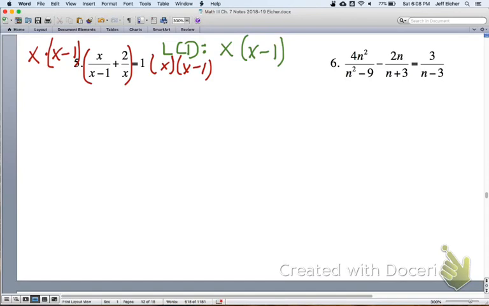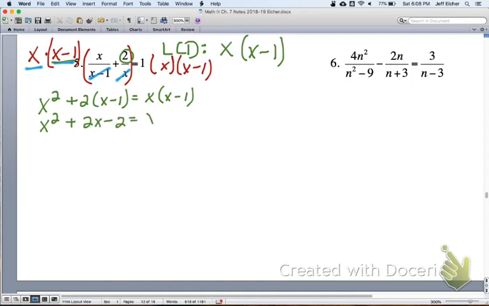So what we get when we distribute this quantity, the x minus 1 will divide with this x minus 1. So the first term is just x times x, which is x squared. And then the next term, the x divides out with this x. So then we just have a 2 times x minus 1 plus 2 times x minus 1 equals 1 times x is x, and then times x minus 1. And then we can use the distributive property.